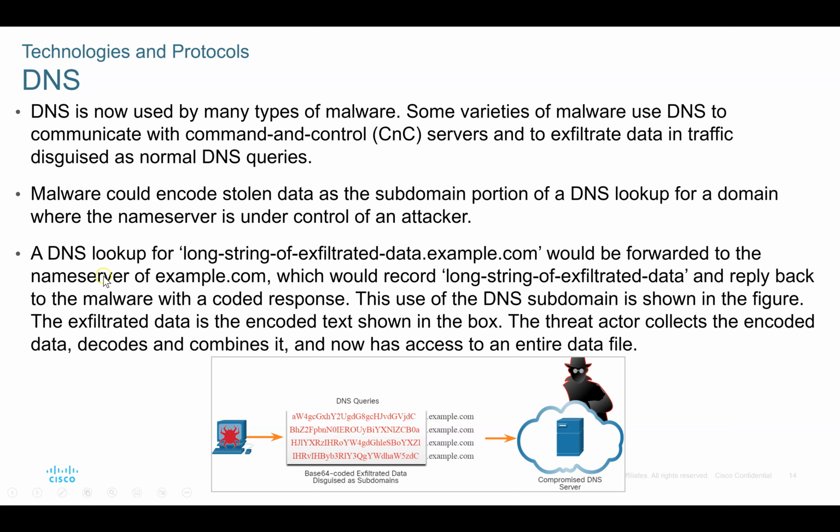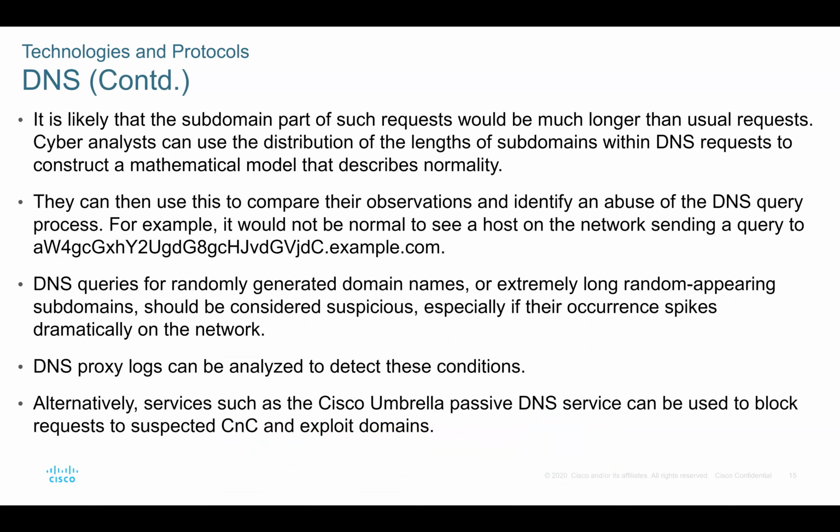So please write these down for DNS. A malware could encode stolen data into a subdomain portion of the DNS lookup, where the name server is under the control of the attacker. A DNS lookup for a long string can be forwarded to nameservers.com. This would record the long string of data and reply back to the malware with a coded response. And then you can figure out what that coded response is. So you have to be looking out for that. All right.